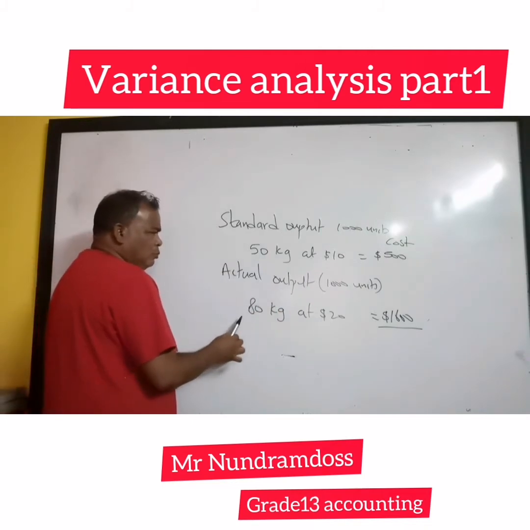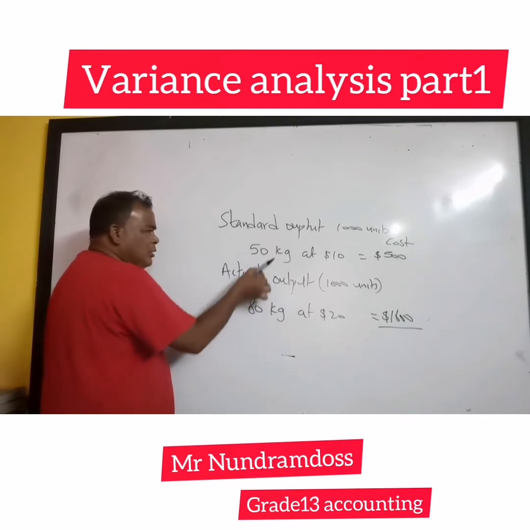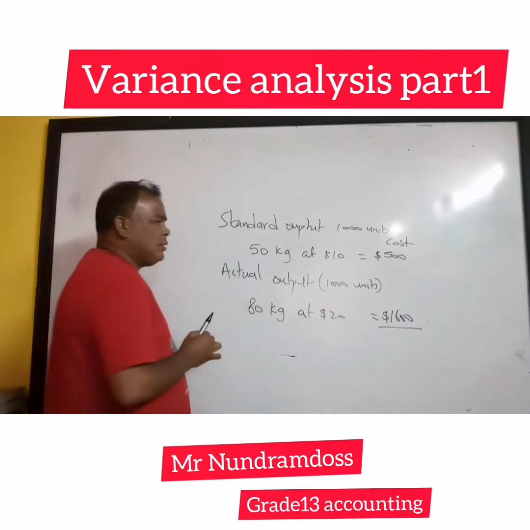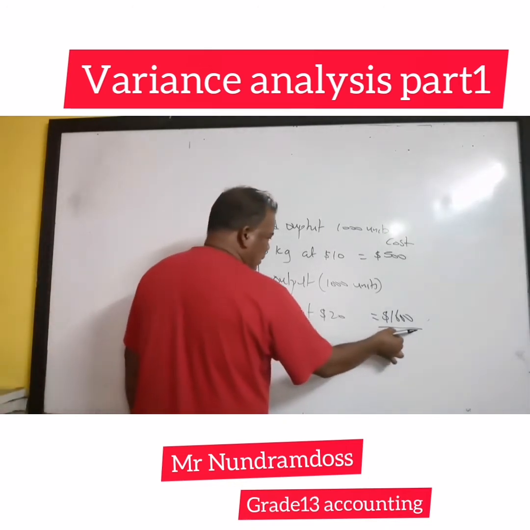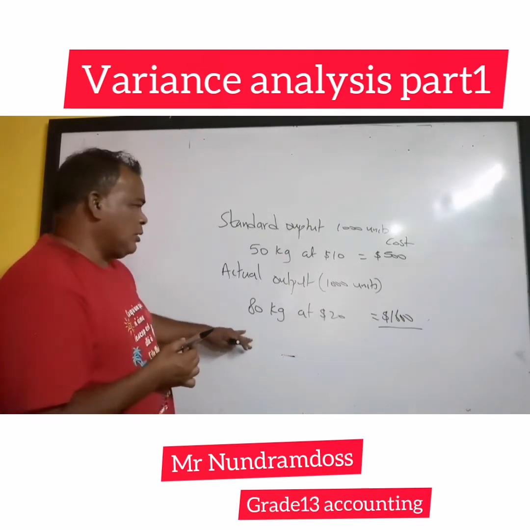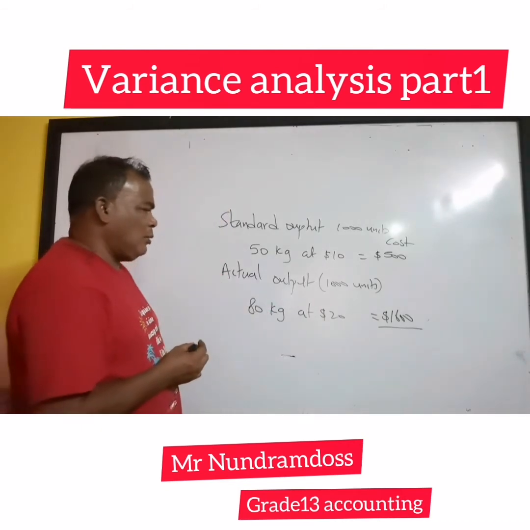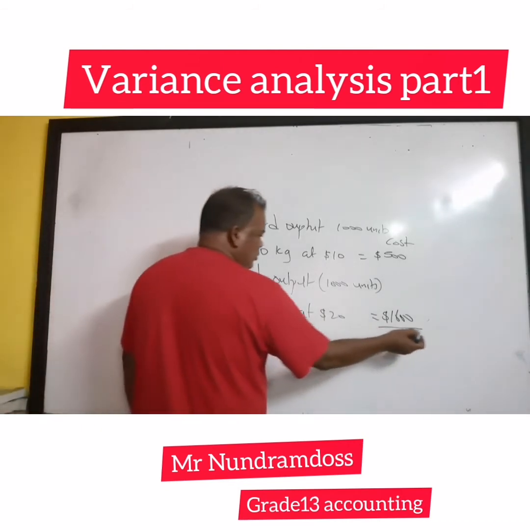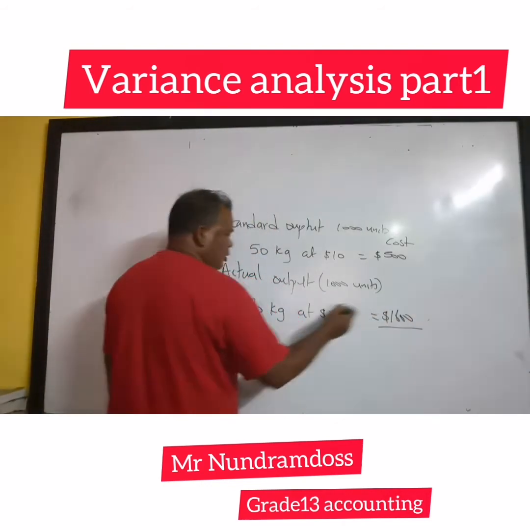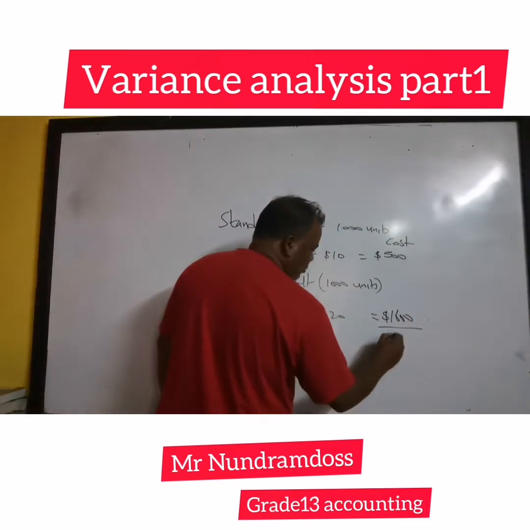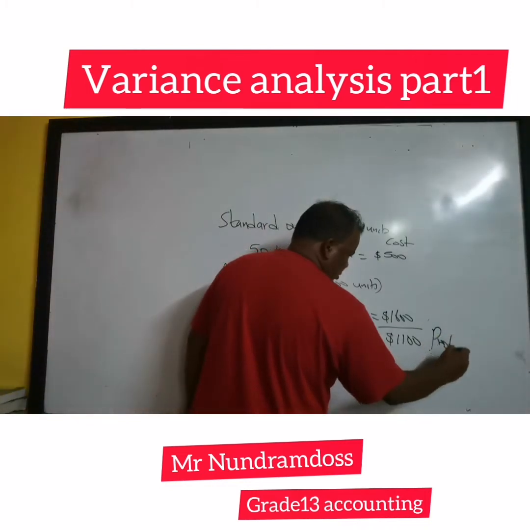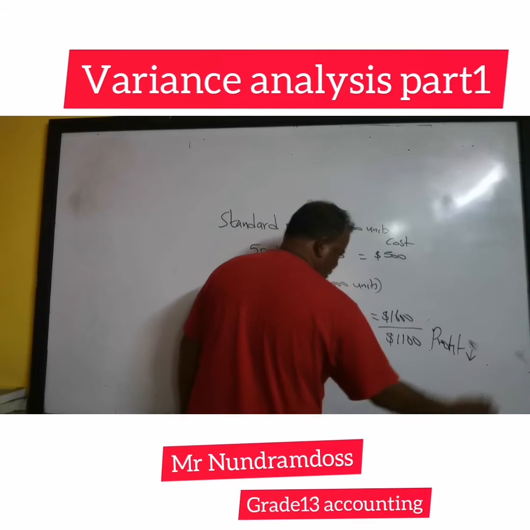Actual output same, 1,000 units. So we use 80 kilogram instead of 50 kilogram in production, and we bought the materials at 20 instead of the standard price $10. So we spent 1,600 in purchasing materials. Material costs for actual output is 1,600. So we expect to pay material cost $500, but we pay $1,600. We pay more, so there will be a decrease in profit of 1,100. Profit will reduce by 1,100.